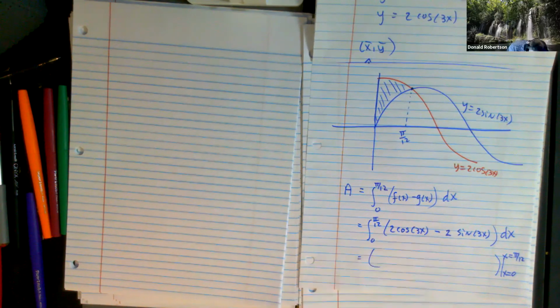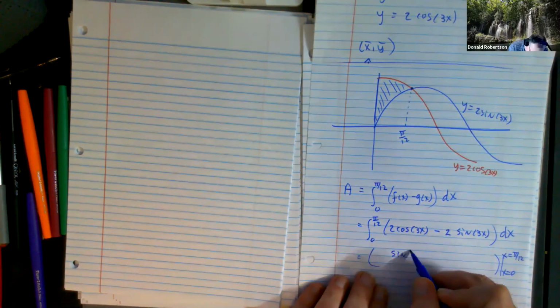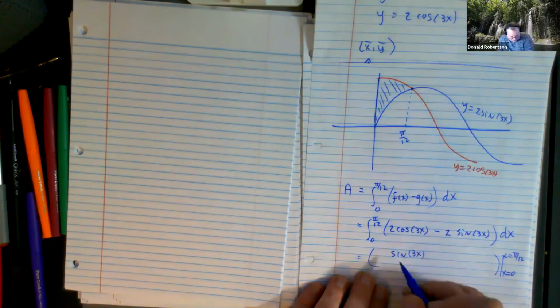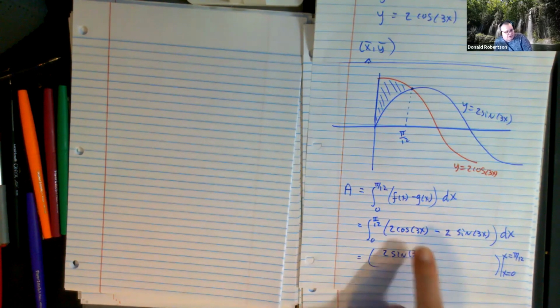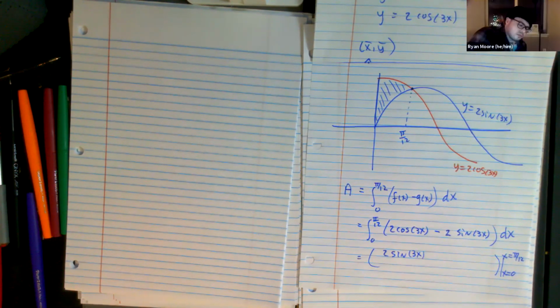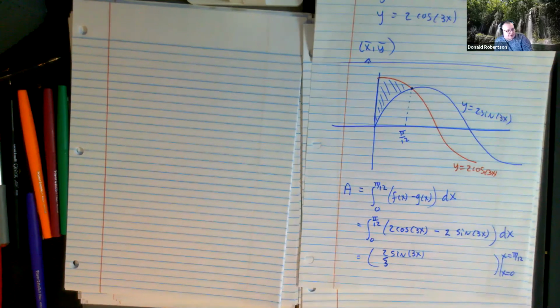So if you integrate a cosine, you get a sine, agreed? If you integrate 2 cosines, you get 2 sines. What does that 3x get you when you do the linear shortcut method? 1/3. So are you happy with 2/3 sine 3x being the integral of that? You happy where I got the 3 from?